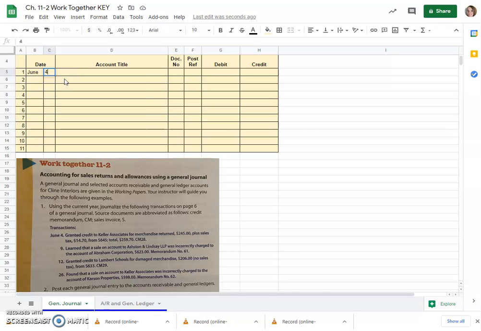Okay, so we know that if we're granting credit for merchandise returned, the debit will go to sales returns and allowances, and then also sales tax. So sales tax payable will be an additional debit, and the credit for this would be accounts receivable and Keller Associates, because they will owe us a little bit less money after this.